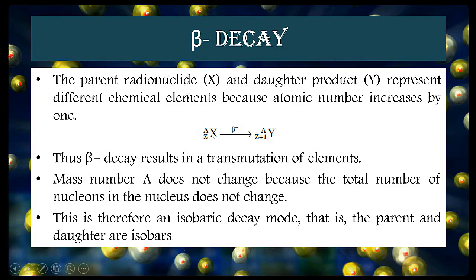So this parent nucleus undergone transformation to the daughter nucleus. So what happened? The atomic number will be increased by 1. The mass number, there won't be any change.